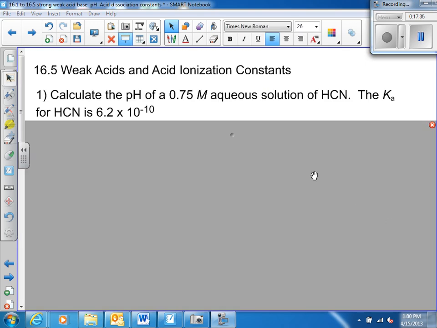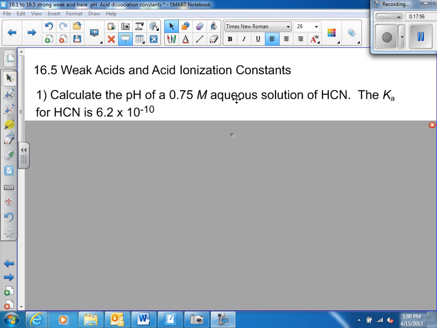Section 16.5, weak acids and acid ionization constants. We've talked about these acid ionization constants. I also called it a dissociation constant. You'll see both those words interchangeably, so you've got to get used to them. We're going to do some calculating problems, equilibrium problems. Iceboxes. Okay, you already learned about iceboxes.